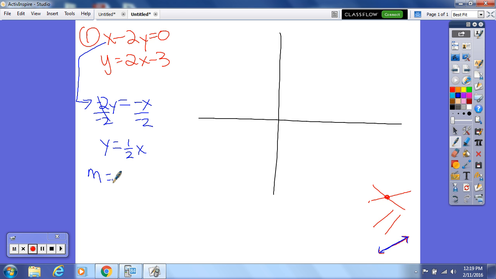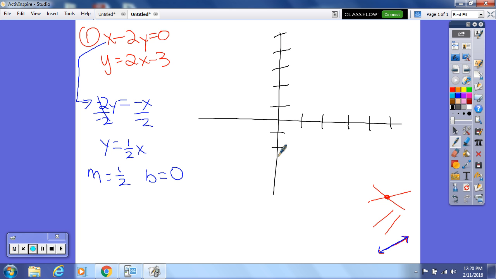Okay, anyway. All right, so what's m here? What is the number in front of the x? 1/2. What's b? What's being added out here? 0. There's nothing there, so 0. All right, so let's go ahead and graph this line. And y'all got your graphs there.